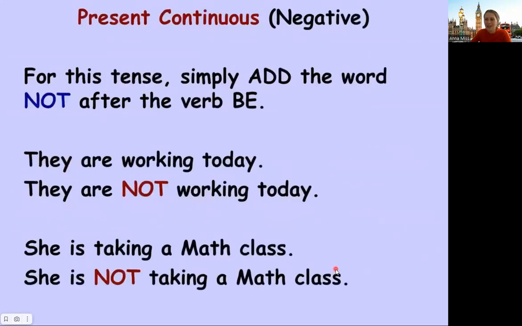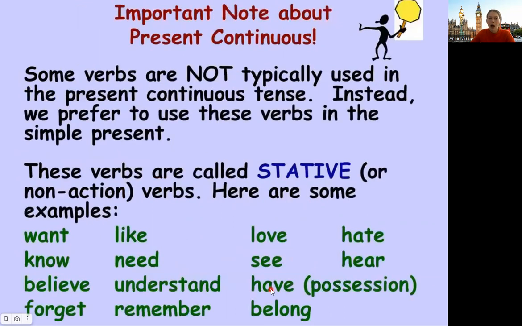Present continuous is very easy for negative sentences. In this sentence, we simply add not after the verb to be. They are working today. Right now, they are working. Look at them. They are working now. They are not working today. Today is Sunday. They are not working today. She is taking a math class. She is not taking a math class.